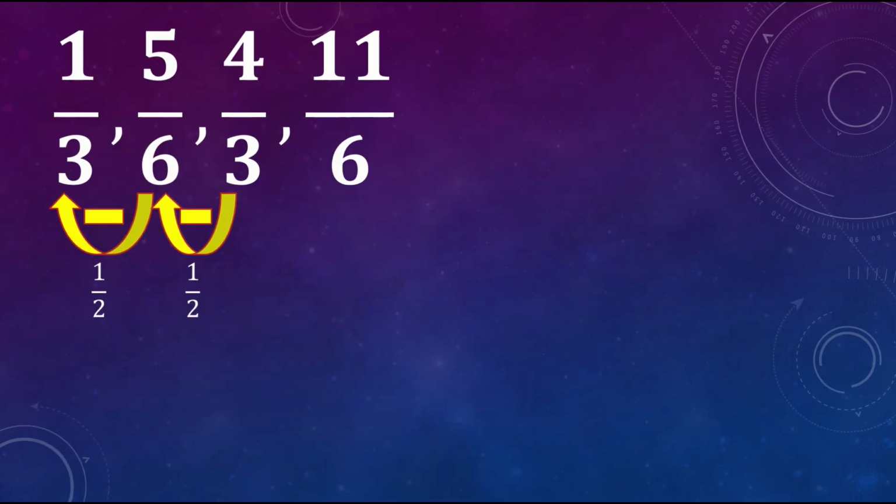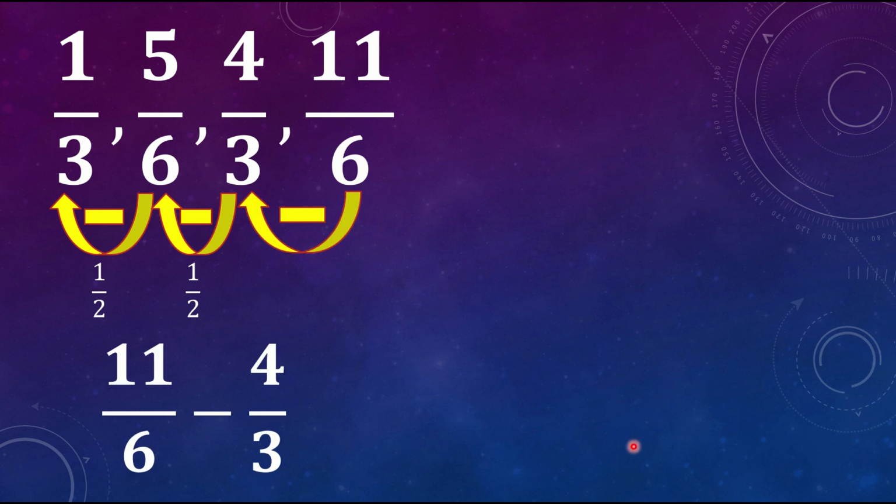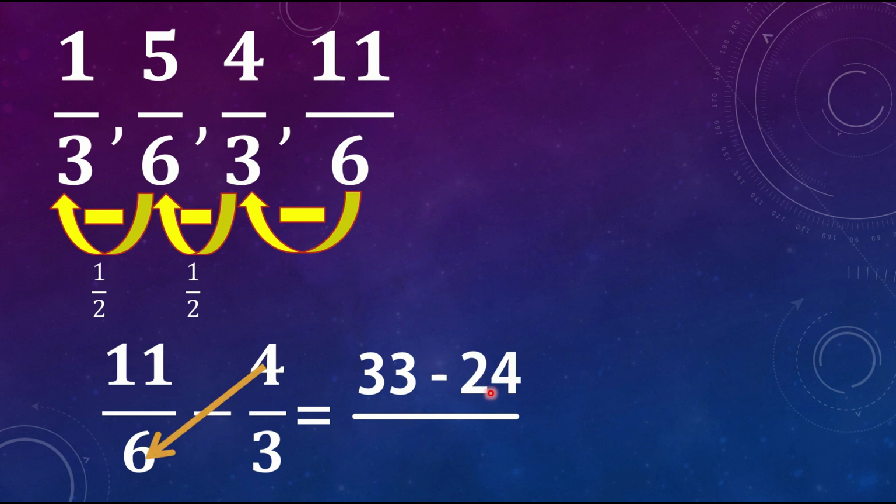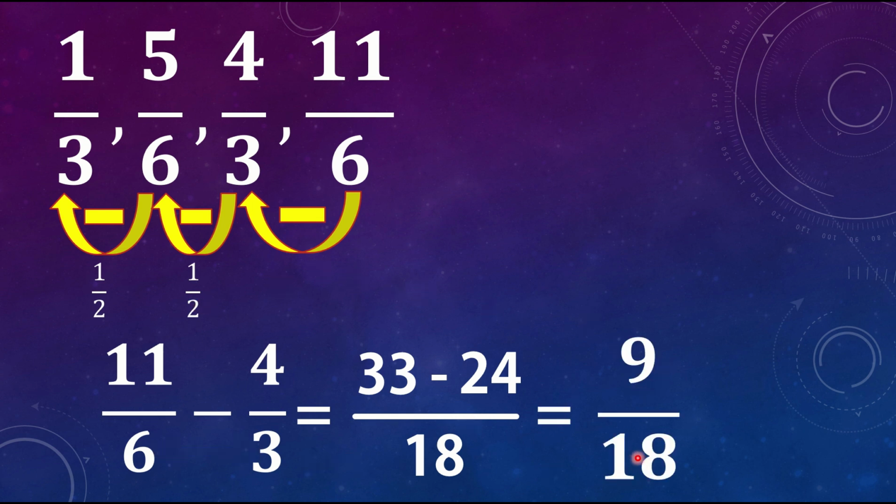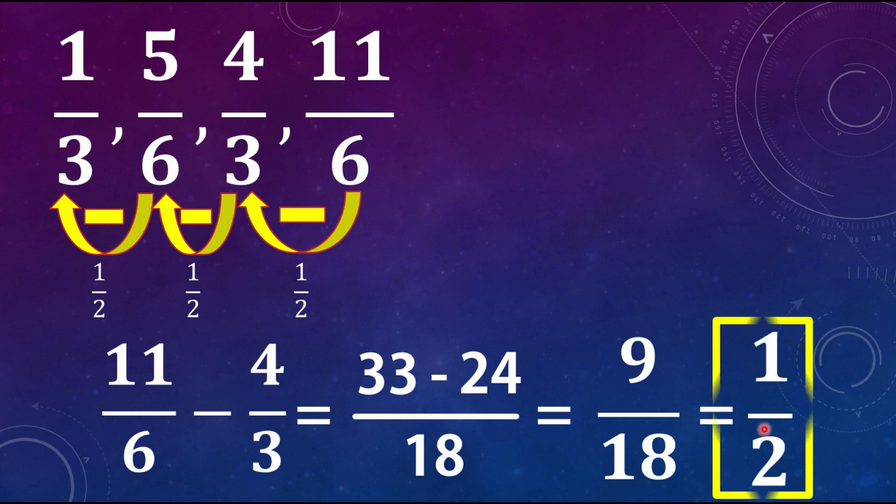So therefore, the second difference is 1/2. And for the last one, we have 11 over 6 minus 4 over 3. Again, those are dissimilar fractions. So the same procedure. 11 times 3 is 33. 4 times 6 is 24. Then multiply the two denominators. 6 times 3 is 18. 33 minus 24 is 9 over, copy the same denominator, 18. Again, 9 over 18 in simplest form is 1/2.